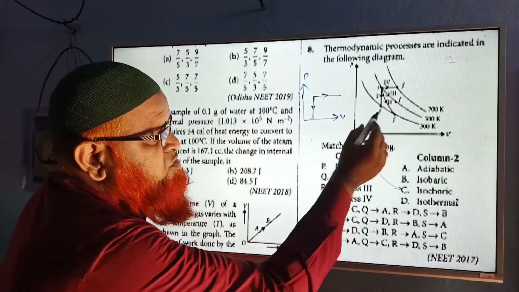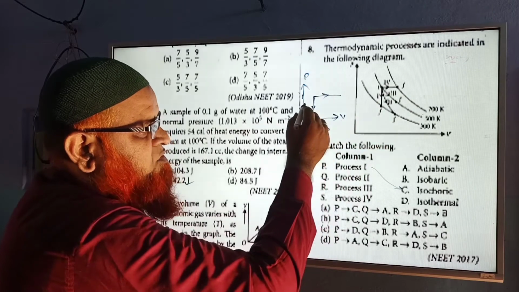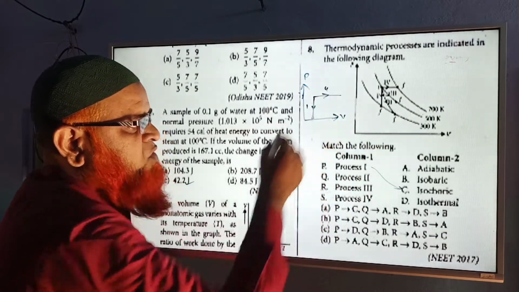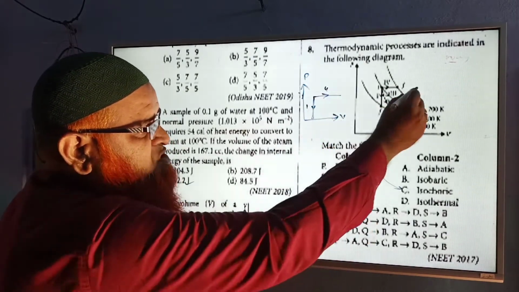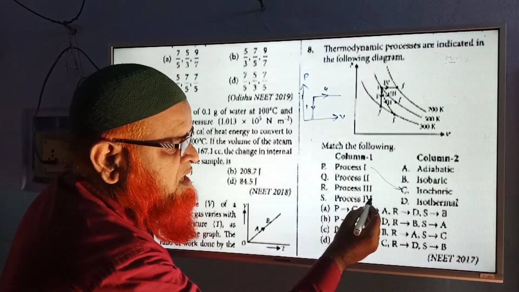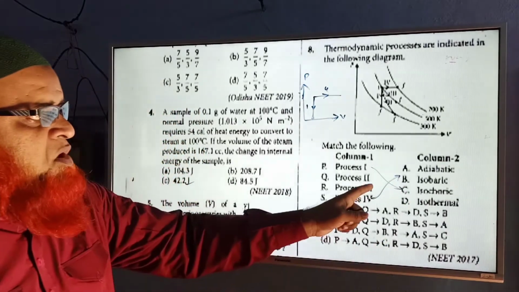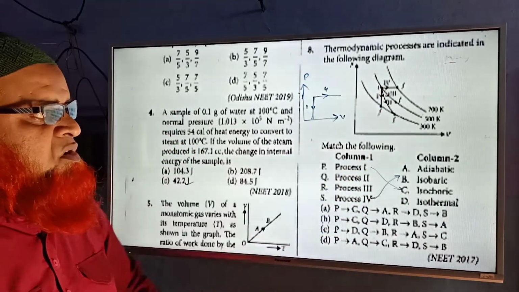So process 2 is like this. This is process 1, and this is process 4. If you observe, process 4 is a bar, so process 4 is going to be an isobaric process. Next, process 2, if you observe, this is process 2.